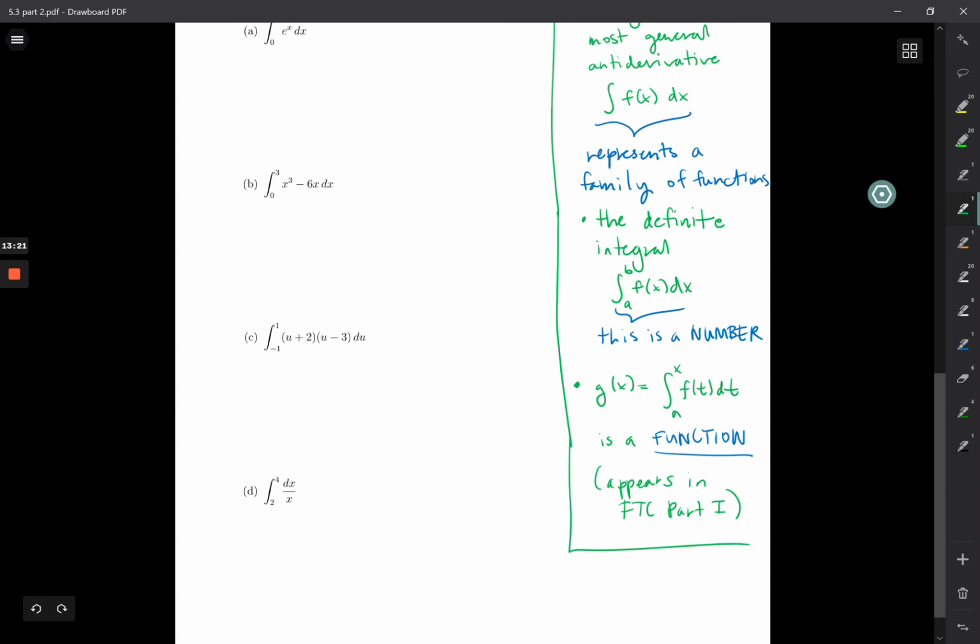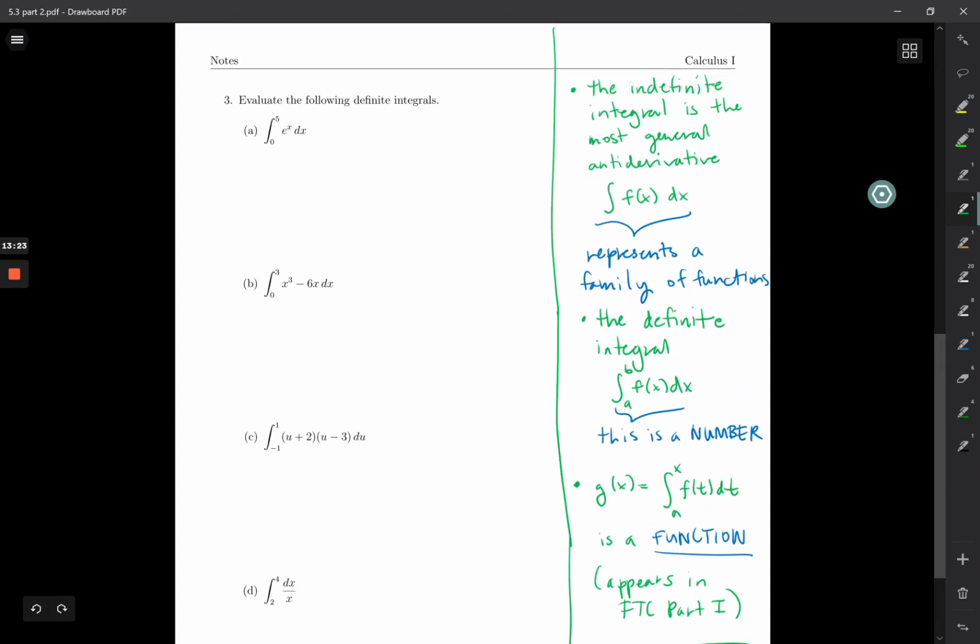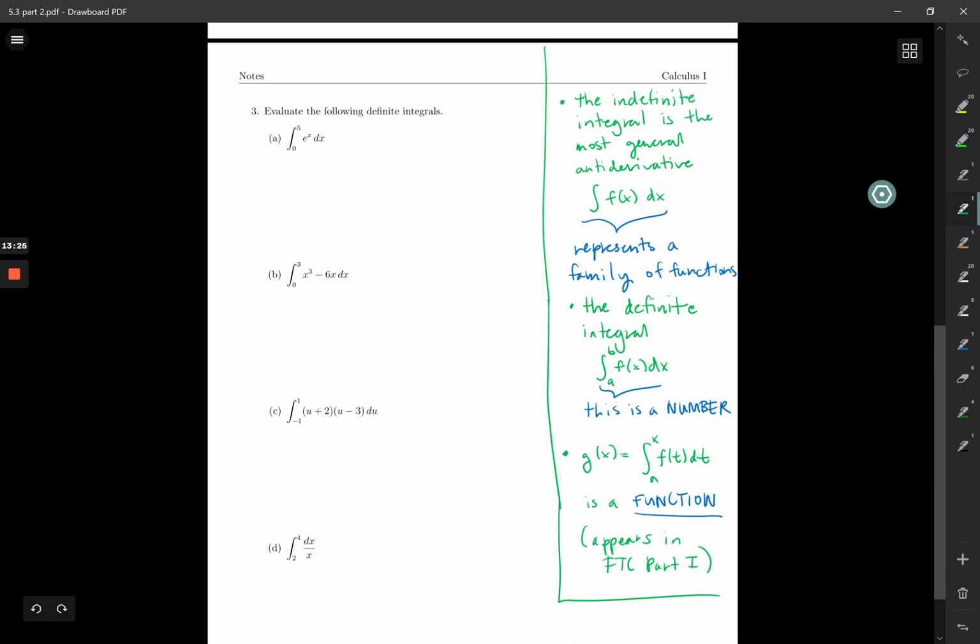Right? Okay. So this is good to keep in mind, that these things all look similar, right? There are slight differences, but they represent really different things. So be careful. You check and make sure you either have numbers in your definite integral, or if you have a variable, then it represents a function. And then if you have no bounds, that represents a family of functions, and it's the most general antiderivative.